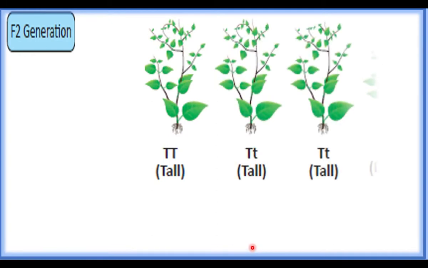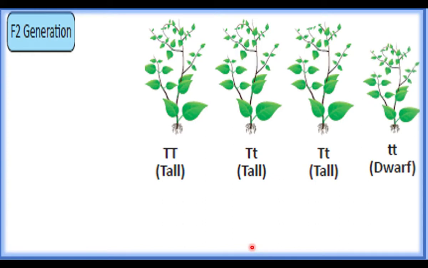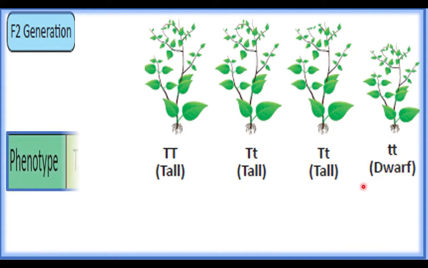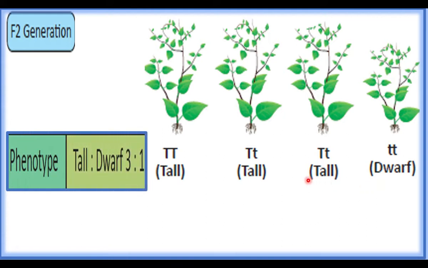One plant is dwarf. The tall are different types of tall. Here capital T, this is homozygous tall. Homo means same; both the alleles are same. And these two are heterozygous tall. Here 2 different alleles are there. This is homozygous dwarf. The phenotypes in F2 generation are tall and dwarf in the ratio of 3:1.